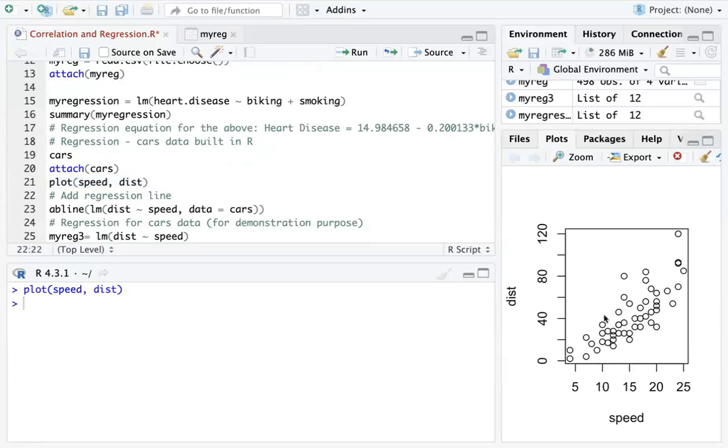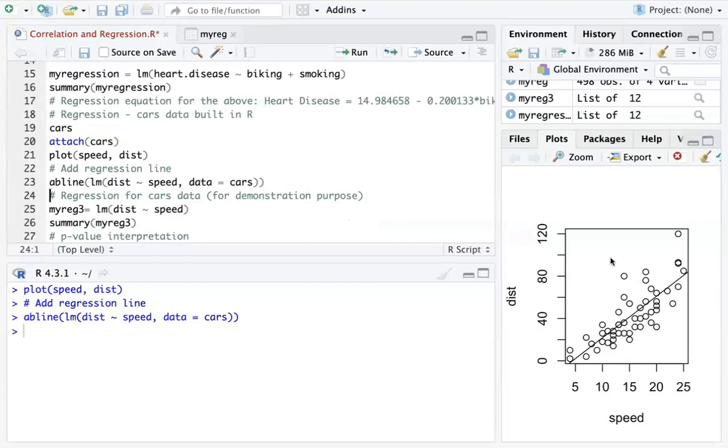Okay, now in this one, I want to add a regression line. For that, I'll be using the same command, abline, lm, linear model, distance, that's the dependent variable, it will come first, and then tilde sign, speed, and then data equal to cars. So as you can see here, it has added a line.